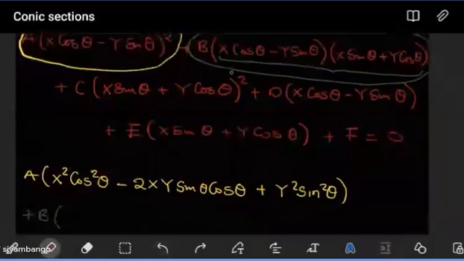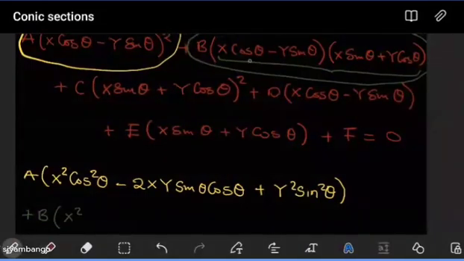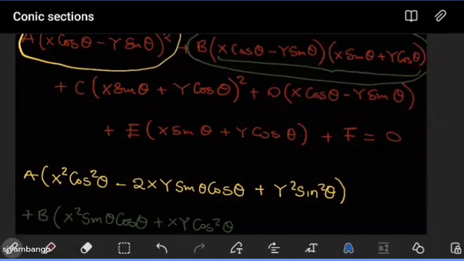So the x cos theta will multiply the x sine theta, which will give you x squared. So x cos multiplies x sine, and then this will be sine theta, and then cos theta. Next, I'll say the x cos multiplies y cos. So this will be plus xy. So it's cos cos. So this is going to be cos squared, because it's cos multiplying cos, x multiplying y.